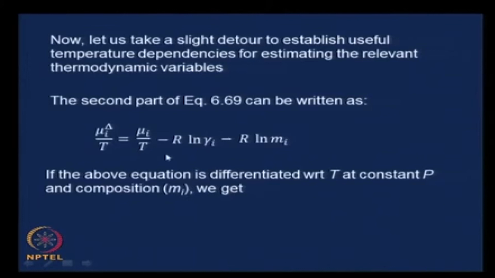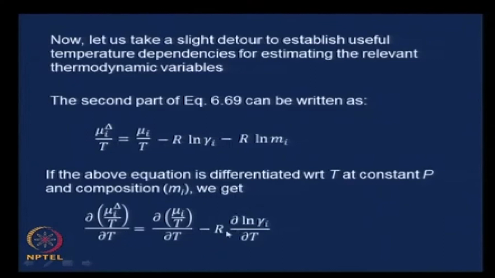Now if this equation is differentiated with respect to temperature at constant pressure and composition, which means m_i is a constant and therefore the derivative with respect to temperature is going to be 0. So if we differentiate this with respect to temperature, then we have ∂/∂T of μ_i^Δ/T = ∂(μ_i/T)/∂T − R ∂ln γ_i/∂T here, and this term of course has gone to 0. Let us call this equation 680.